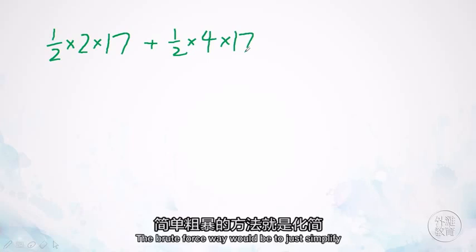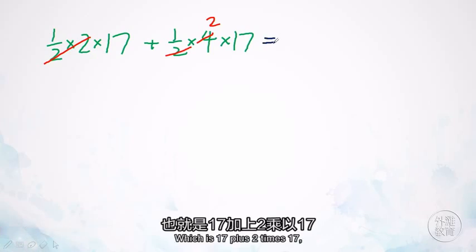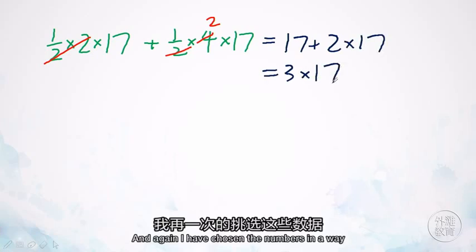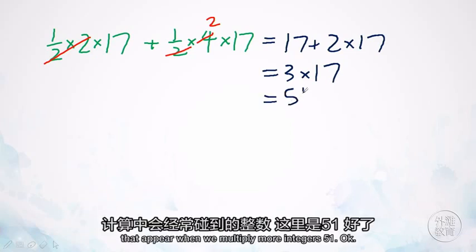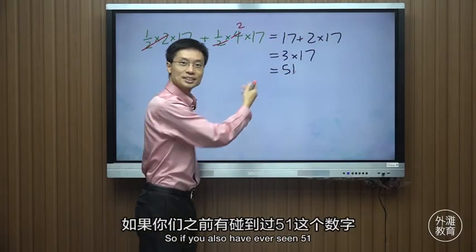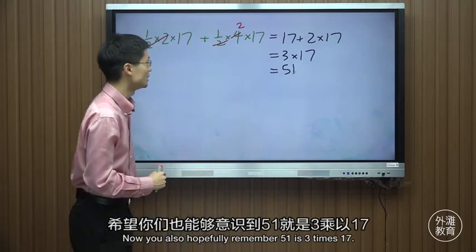The brute force way would be to just simplify. And this is 17 plus 2 times 17, which is 3 17s. And again, I've chosen the numbers in a way where I can introduce these common numbers that appear when we multiply small integers, 51. Okay? So if you also ever see 51, now you also hopefully remember 51 is 3 times 17.